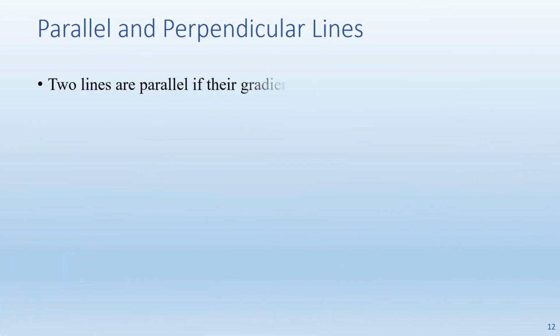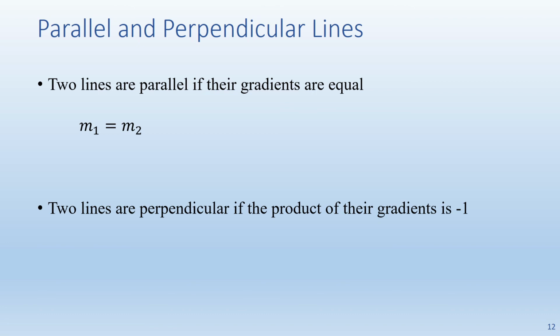In this lesson, we saw that if two lines are parallel, their gradients are equal. And if two lines are perpendicular, then the product of their gradients is equal to -1. So we can use that fact that if the product of two gradients is -1, then the lines are perpendicular.